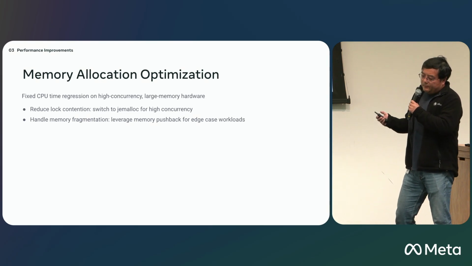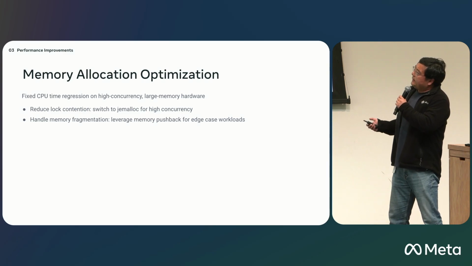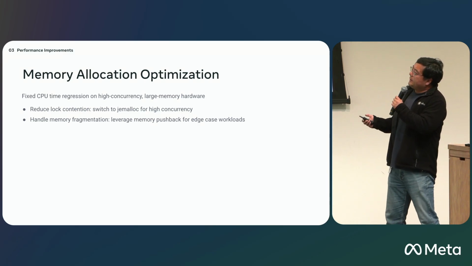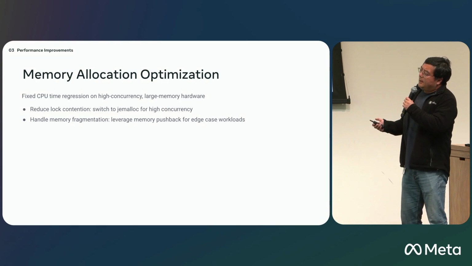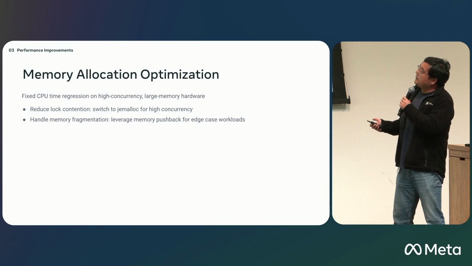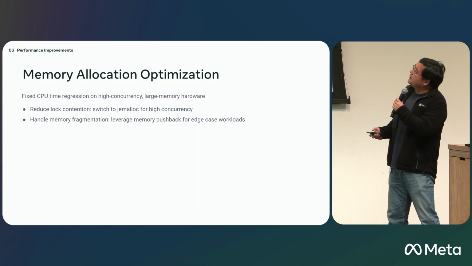To quickly solve the problem, we decided to switch to the malloc allocator, which handles highly concurrent memory allocations much better. To mitigate the memory fragmentation issue potentially triggered by malloc, we rely on the memory pushback mechanism we built to protect the server in some edge workloads.